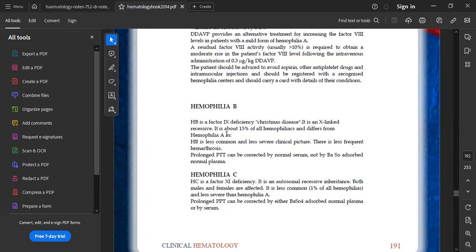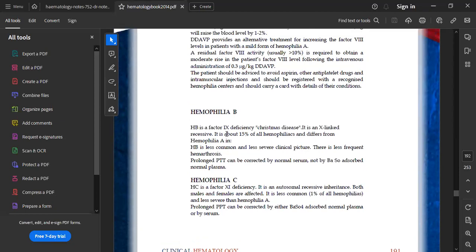And then you can also have hemophilia C for factor 11, also autosomal recessive, but this one is not sex-linked. A and B are sex-linked, but C is not. Hemophilia A is factor 8, B factor 9, C factor 11. So treatment basically involves supplementing these factors.